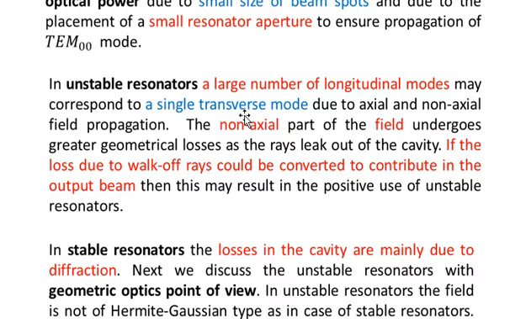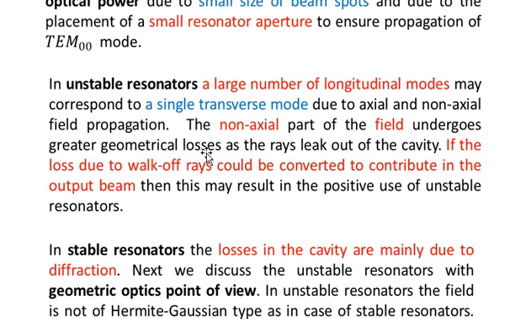And the transverse mode, in the case of an unstable resonator, is contributed both by the non-axial field propagation and by the axial field propagation. Whereas in the stable resonator, only the axial field propagates towards the transverse mode. The non-axial part of the field undergoes greater geometrical losses as the rays leak out of the cavity. If the loss due to the walk-off of rays, that is those rays which are leaving the cavity, could be converted to contribute in the output beam, then this may result in the positive use of unstable resonators.